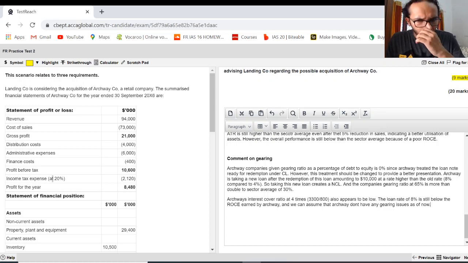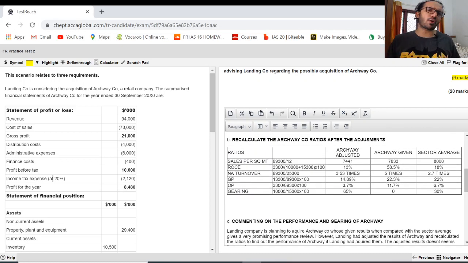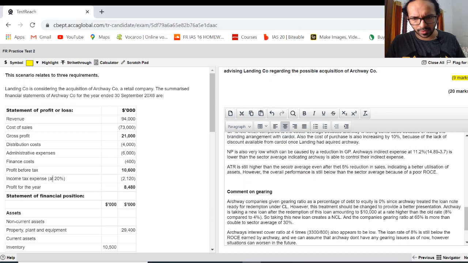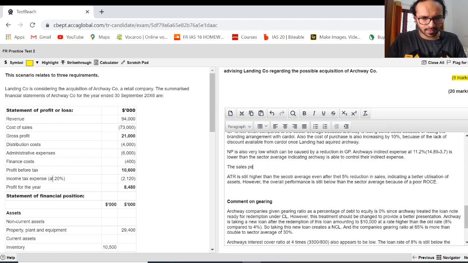However, situations can worsen in the future. That is also possible. And I guess we forgot to comment about the sales per square meter. It is low when compared to the sector average, maybe because we are losing that 5% of the revenue. That also we can write here. The sales per square meter is also below the sector average.